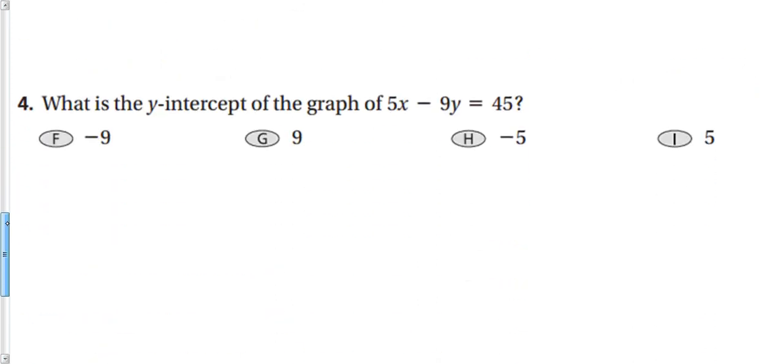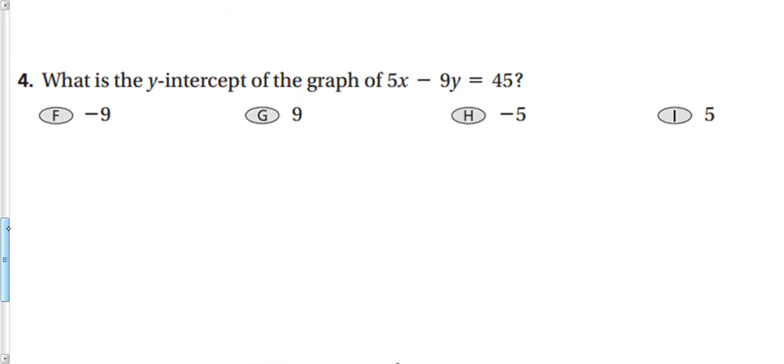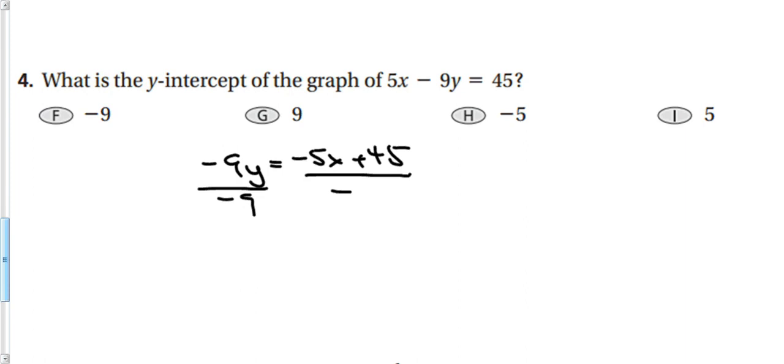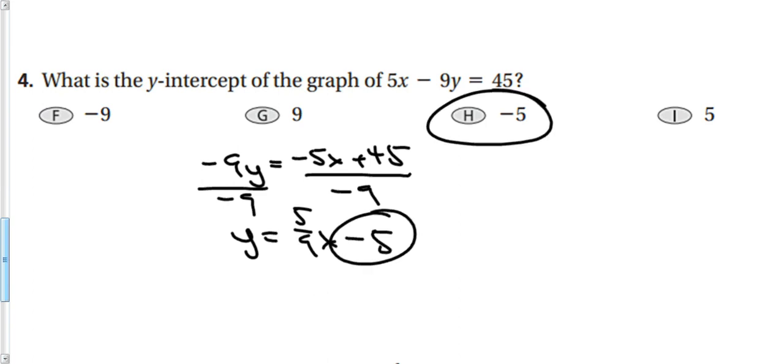Okay. And what's the y-intercept of this graph? Again, put it in slope-intercept form. So subtract 5y from both sides. So we'd have negative 9y is equal to minus 5x plus 45. Divide both sides by negative 9. And so y would be equal to positive 5 over 9 x minus 5. Okay. So my y-intercept would be right there, negative 5. 5 over 9 would be the slope.